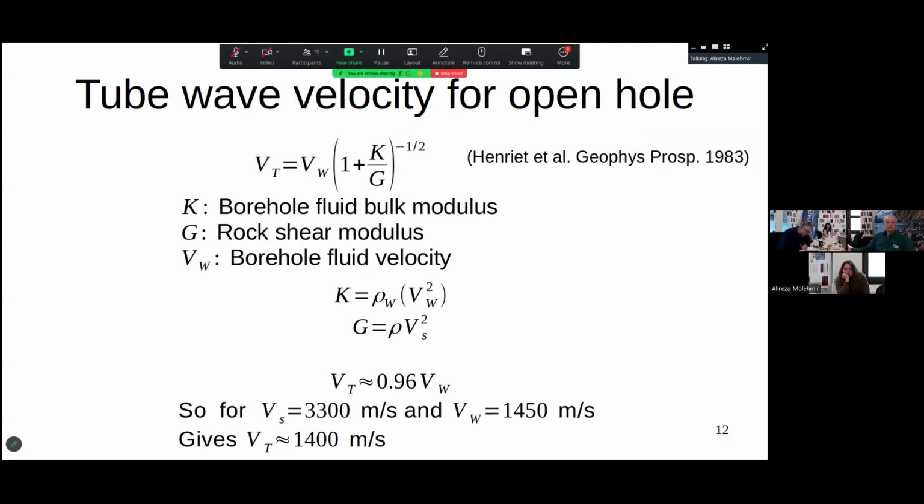So if we plug some typical numbers in here for the hard rock environment, we get that the tube wave velocity is about 95% of the borehole fluid velocity. And if we have a typical borehole fluid, say water, with a velocity of 1450 meters per second, and fairly competent hard rock, we then get a tube wave velocity around 1400 meters per second. So this is what we should expect in the hard rock environment for our tube wave velocities, something on this order.